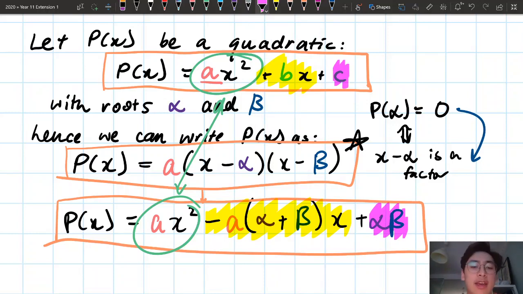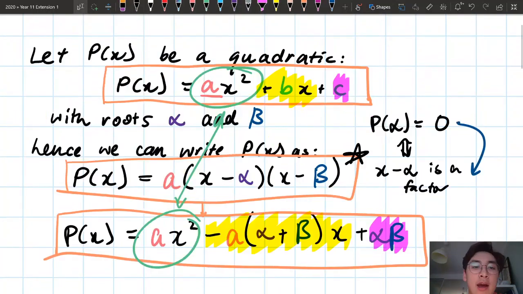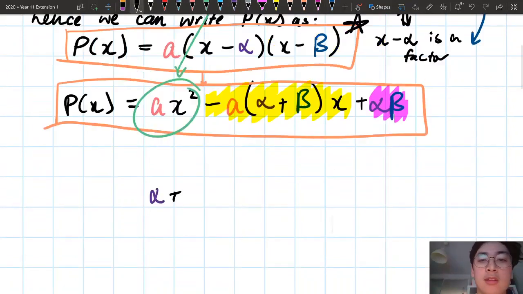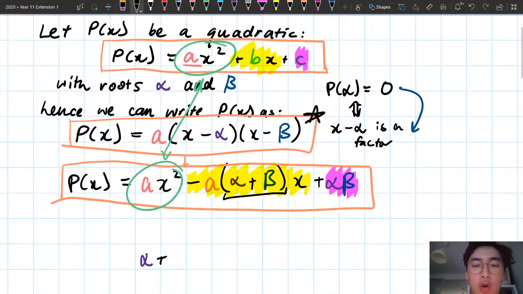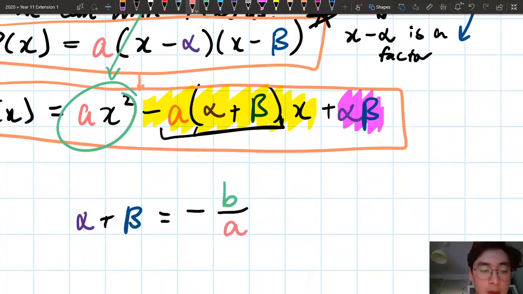As a result, we actually get this fact. If I have a polynomial P of x with the conditions that I have up here, I have these special relationships that I will write down here. Alpha plus beta, that's this middle term for my x coefficient. If you have a look, negative a times alpha plus beta is equal to b up the top here. So if I rearrange this a bit, I get alpha plus beta is equal to negative b over a.